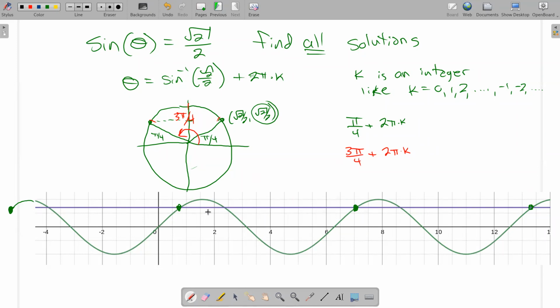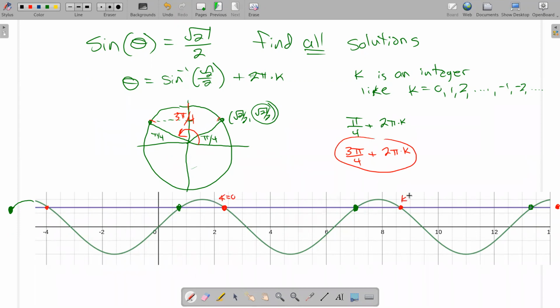The red answer, that would be my 3 pi over 4, which is right there. And then if I add one period, that puts me here. If I add another period, that's going to give me the next one out there. From here, if I subtracted a period, that would put me over here. So this one right here, as far as that description goes, this would be where k is equal to 0.